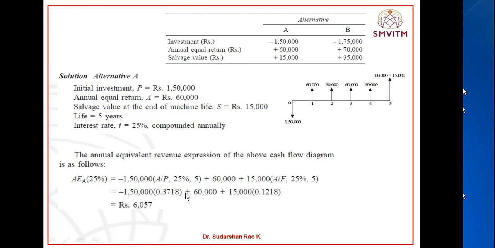You can take the values from the discrete interest factor table. A by P, 25%, 5 is 0.3718. Then A by F, 25%, 5 is 0.1218. So for alternative A, the annual equivalent revenue is 6,057.